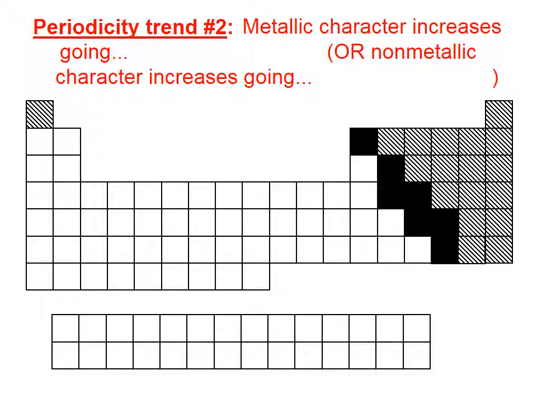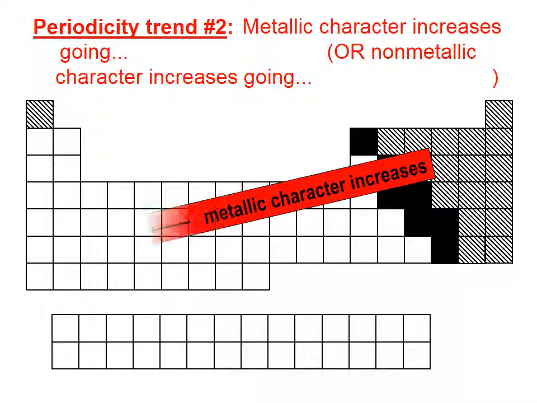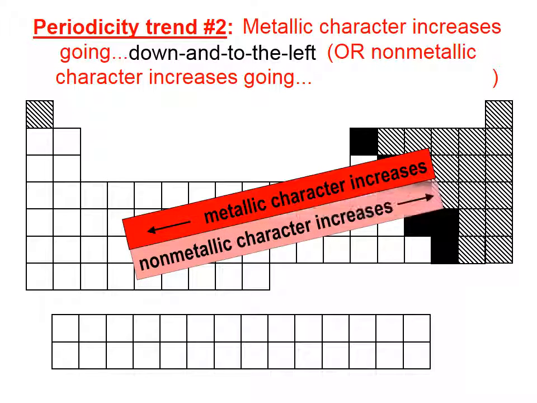So here's periodicity trend number 2. We can see here again that the nonmetals are on the right, the metalloids are in between the metals and the nonmetals. So metallic character increases going down and to the left. Or another way of saying that is that non-metallic character increases going up and to the right.